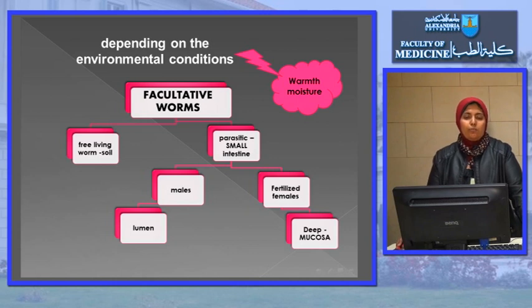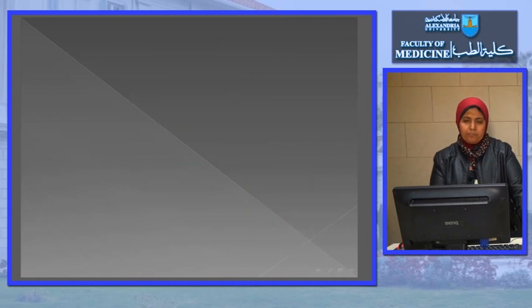The interchange between the free living form and the parasitic form makes the worm called a facultative worm. Strongyloides stercoralis is called the facultative worm because it can live either freely in the soil, or can parasitize humans, or can interchange between the two phases.